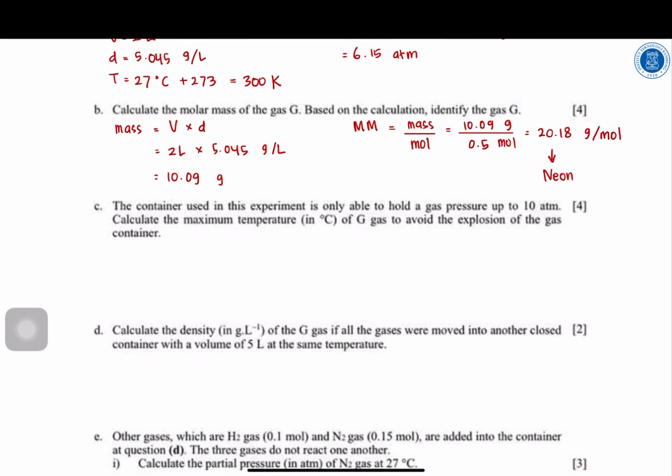Now let's take a look at question C. The container used in this experiment is only able to hold a gas pressure up to 10 atmosphere. Calculate the maximum temperature in degrees Celsius of G gas to avoid the explosion of the gas container. So the maximum pressure that it can hold is around 10 atmosphere. So let's write it down.